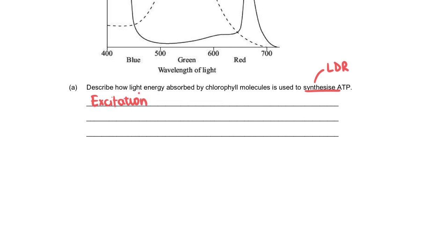So excitation of electrons occurs. This is your first mark. The second mark is to say that the electrons are raised to a higher energy level.